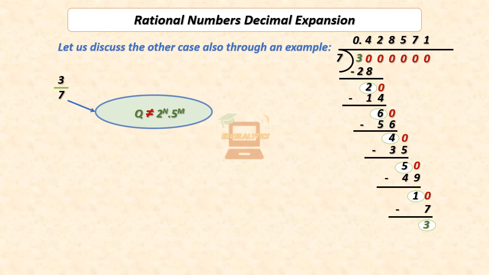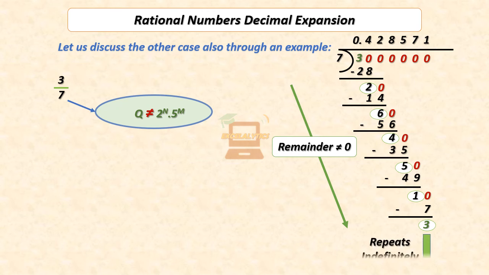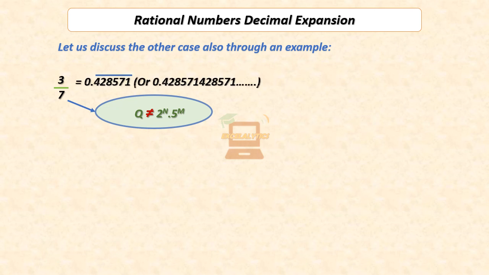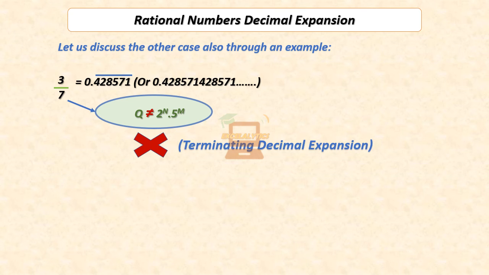Worth noticing is the fact that the remainder never becomes 0 even if we proceed further with division. Also, the remainders begin to repeat after a certain number of stages. This also causes the quotient to repeat in blocks of digits 4, 2, 8, 5, 7, 1. What we have witnessed here is not only true for 3 by 7, but can be extended to any rational number that does not have a denominator of the form 2 to the power n times 5 to the power m, that is, which does not follow the terminating decimal expansion theorem of rational numbers.